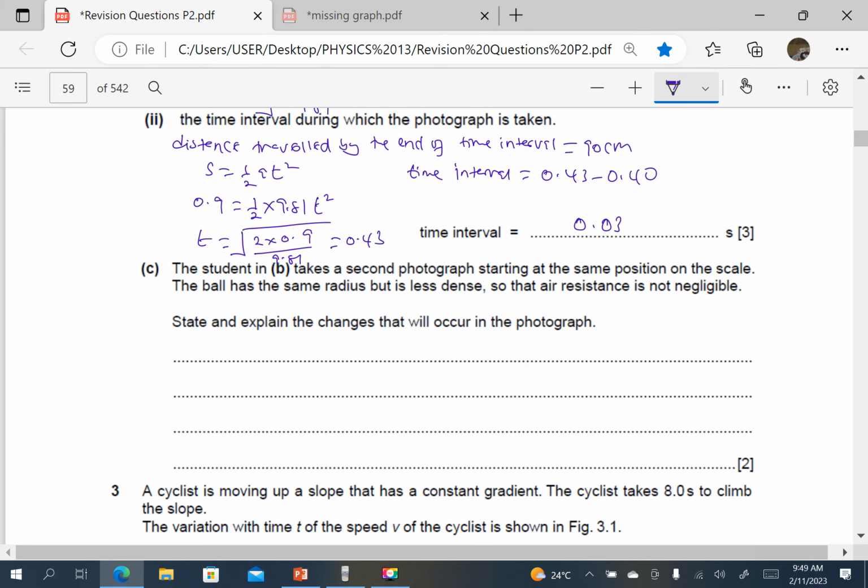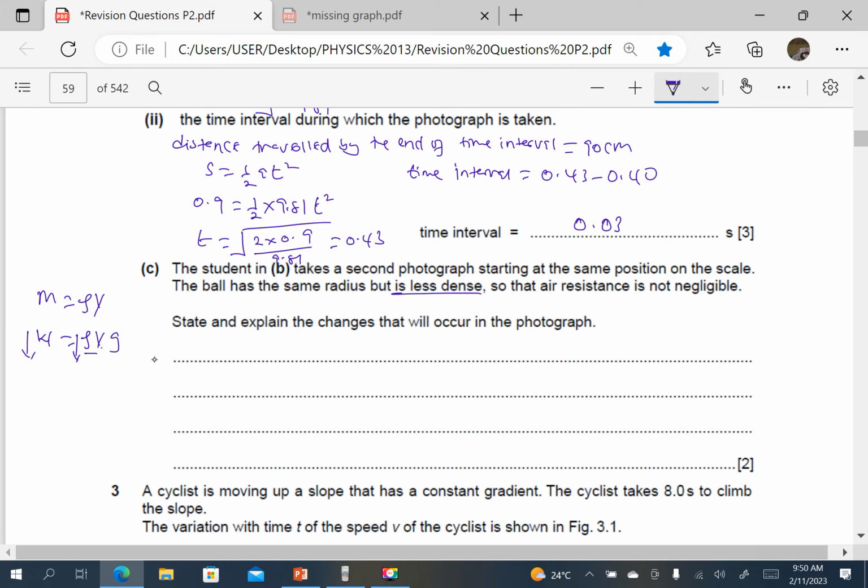The student in B takes a second photograph, starting at the same position on the scale. The ball has the same radius but less density. Same radius, less density. Mass is equal to density times volume. Same radius, same volume. Weight of the ball is going to be density times volume times g, that is mass times g. Same density, same radius, that means same volume. Less density means less weight.